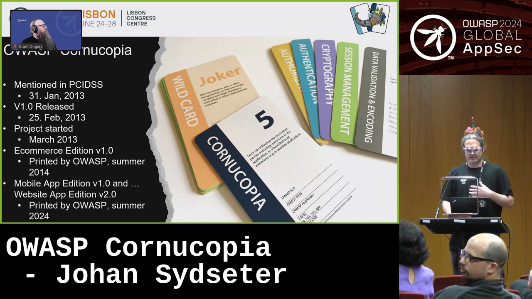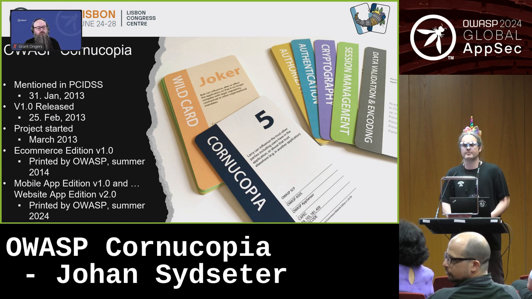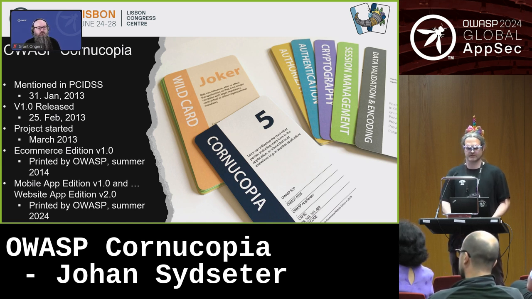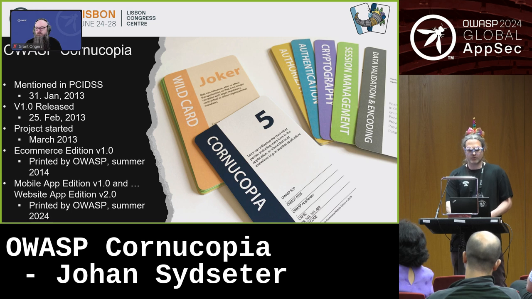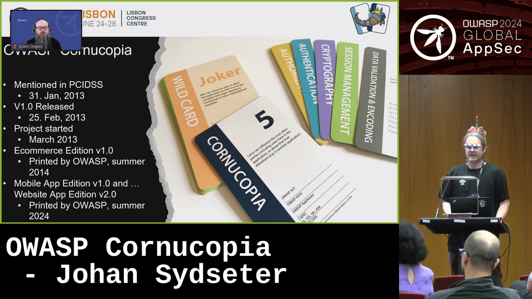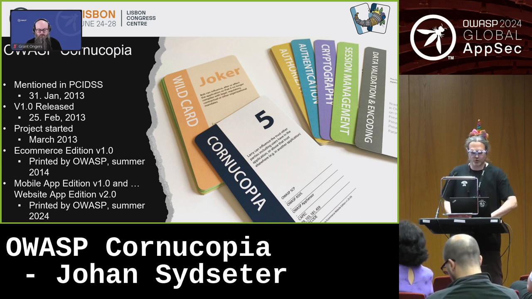So when it got mentioned in the updated version of the PCI DSS guidance document, long story short, OWASP Cornucopia got started as an OWASP project. Version 1 was released, professionally printed by the OWASP Foundation, and distributed to attendees at the AppSec USA 2014. And that's 10 years ago. So this summer, 10 years after, we have released OWASP Cornucopia version 2.